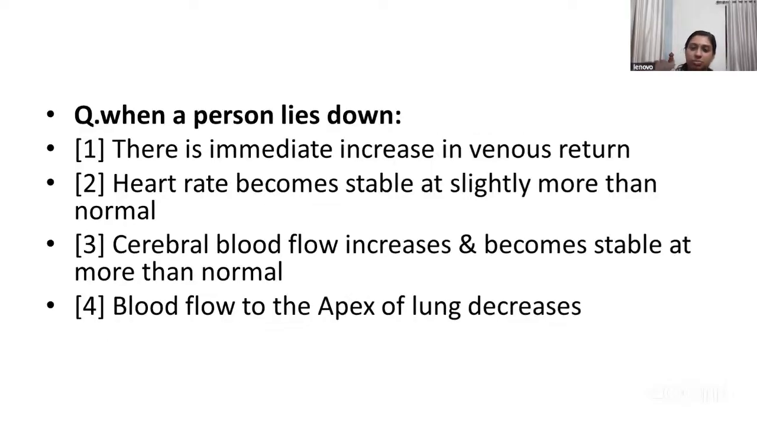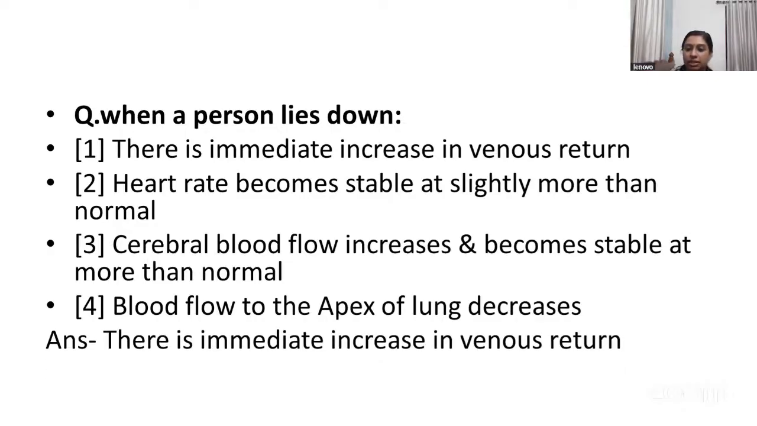Next, coming to some MCQs. First: when a person lies down, what happens? The options are: there is an immediate increase in venous return; the heart rate becomes stable at slightly more than normal; cerebral blood flow increases and becomes stable at more than normal; blood flow to the apex of the lung decreases. Just read the question and frame an answer. So what's the answer? There is an immediate increase in venous return.